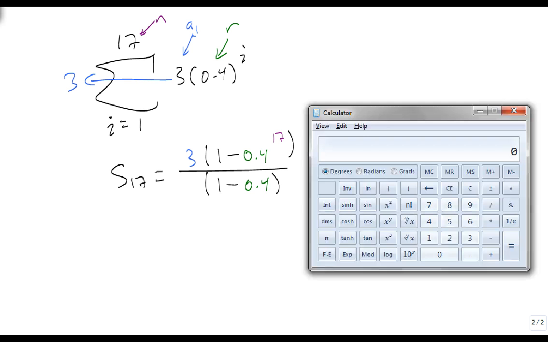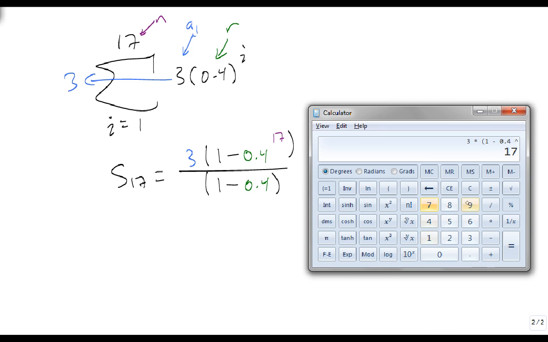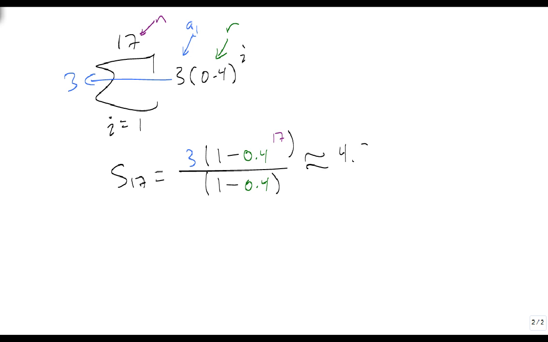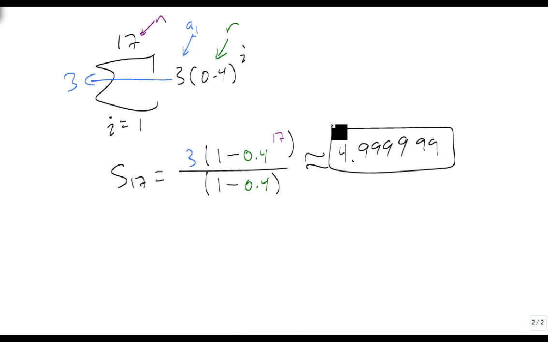Now we're going to plug this into our calculator, so 3 times the quantity 1 minus 0.4 raised to the 17th power, divided by 1 minus 0.4, equals. And it looks like these first few terms add up to approximately 4.9999. Need 2 more 9s, so it doesn't round. So it gets really, really close to 5.0. But the first 17 terms are going to add up to this number right here. And that's how we perform a finite sum.